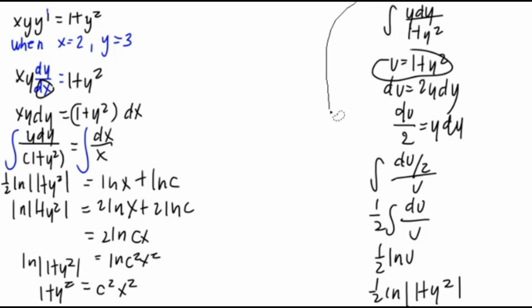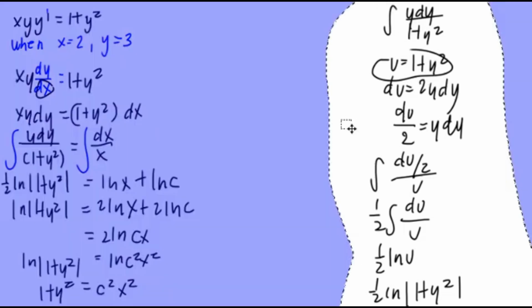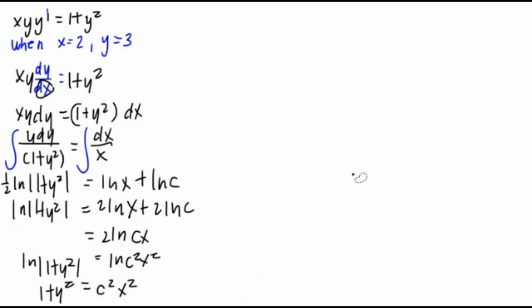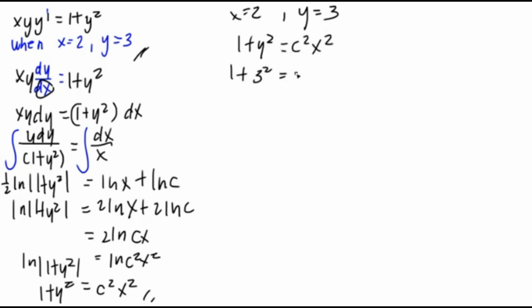So, pero yan yung pwede natin maging general equation. Pero, may condition tayo na x is equal to 2 and y is equal to 3. So, substitute natin sa general equation, magiging 1 plus y squared is equal to c squared x squared. So, 1 plus 3 squared is equal to c squared 2 squared. So, 1 plus 9 is equal to c squared times 4.